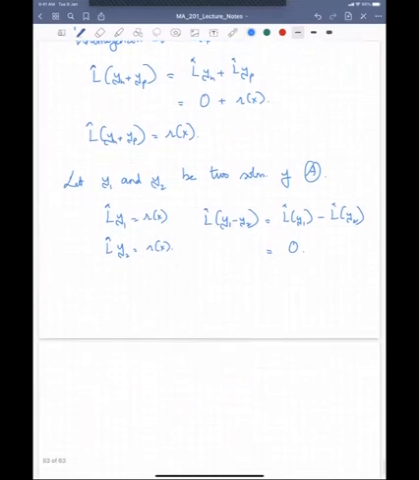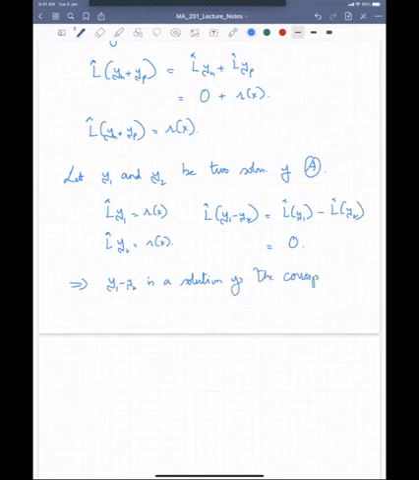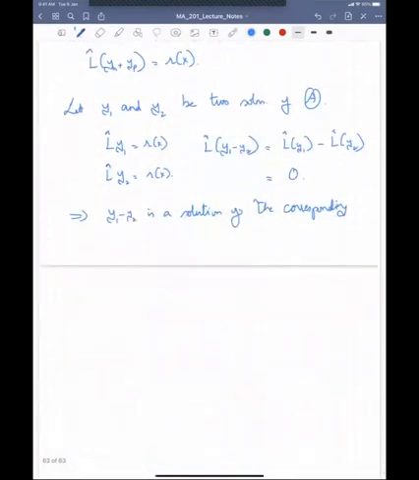So if I have two solutions of the inhomogeneous differential equation, I can take the difference of these two solutions and that will be a solution of the corresponding homogeneous differential equation. This means that Y1 minus Y2 is a solution of the corresponding homogeneous differential equation. Corresponding is important because I'm looking at the exact same equation, the exact same P of X and Q of X.